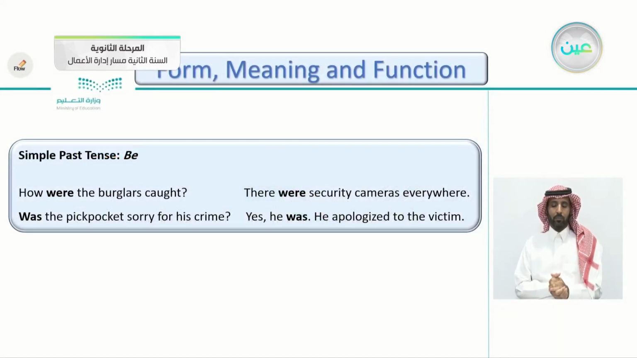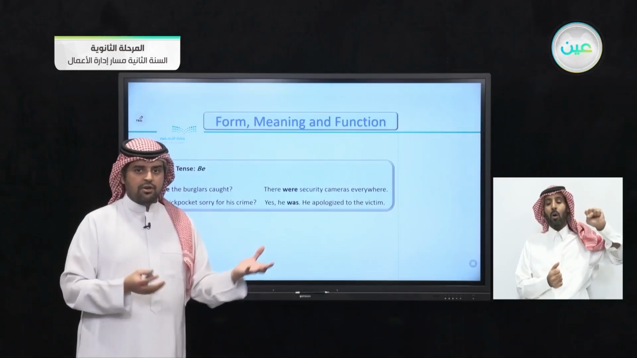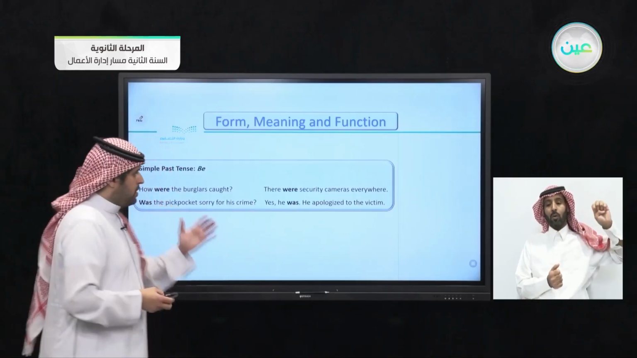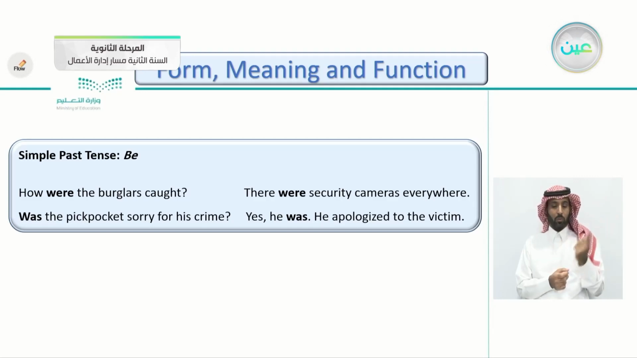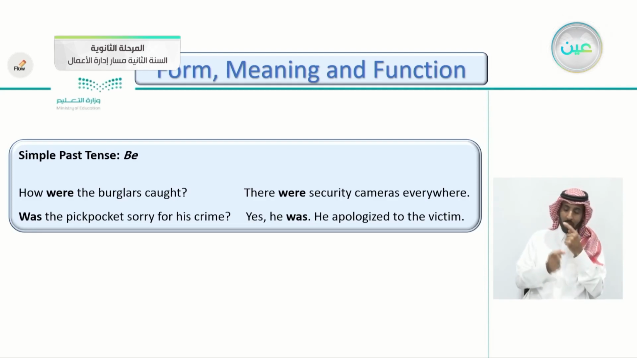So let's begin here with the simple past tense be, the verb to be. Of course, the simple past for be, we have was or were. Here are a few examples. How were the burglars caught? Were with the plural, of course. How were the burglars caught? There were security cameras everywhere.